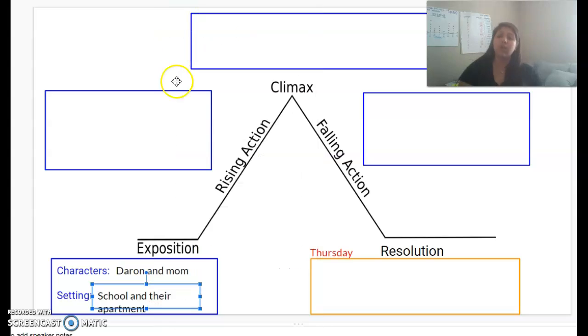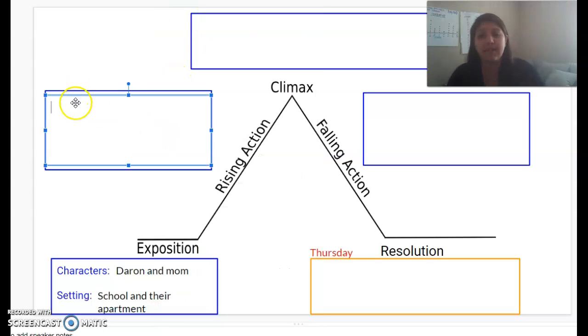Okay. Now this here, the rising action. So the rising action is what happens at the beginning of the story. So here at the beginning of the story, what necessarily happened? Okay, so think about that. What happened at the very beginning of the story? Okay, so let's look back.